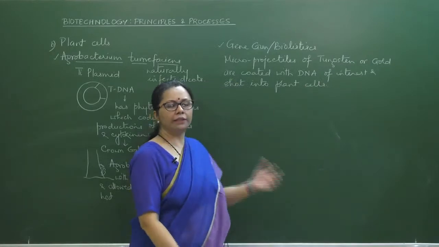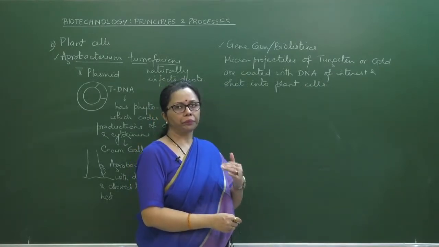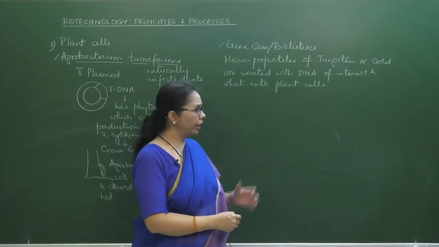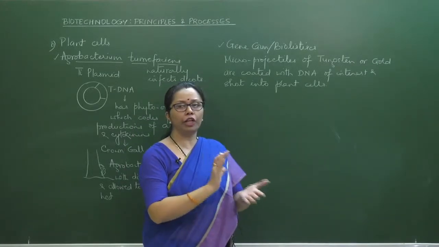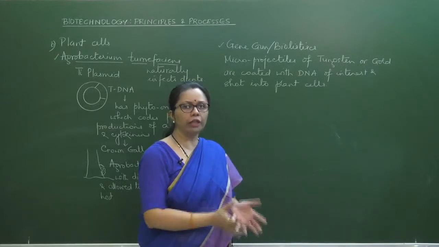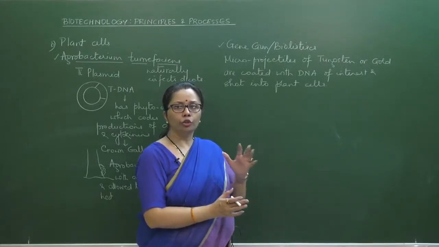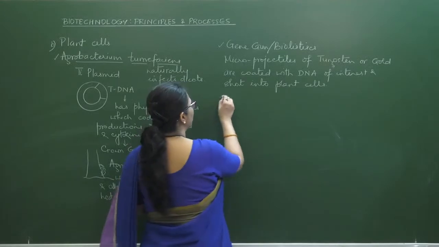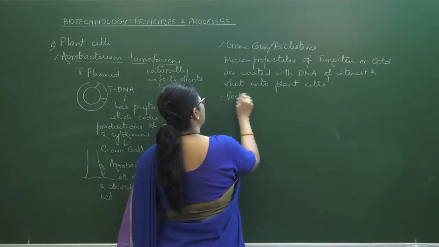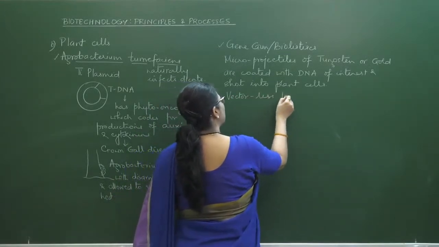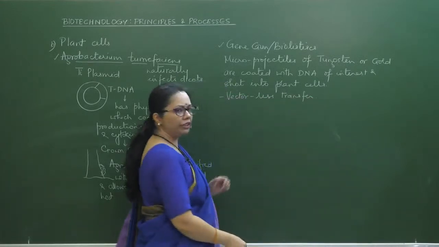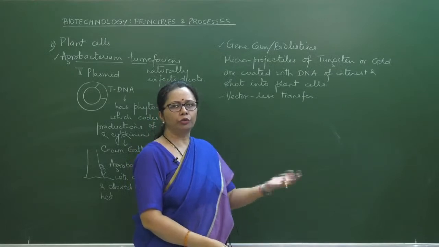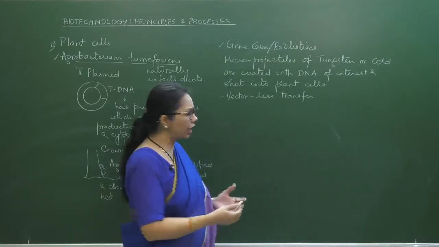Then these plant cells will be screened to see which one has taken up the DNA. So basically this is vectorless transfer. Here the DNA of interest is not incorporated with vector DNA. So this is vectorless transfer, and the cells in which the DNA of interest has been incorporated, we can separate out. This is done in a culture medium, you see.